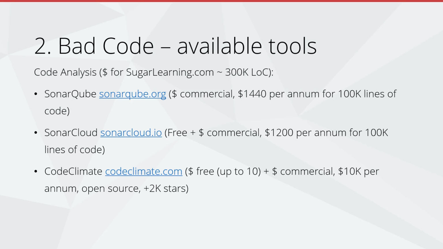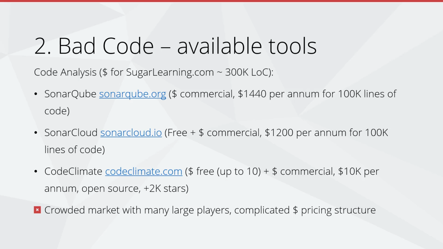We also have Code Climate, which has a free open source and a commercial license, and for the commercial one, it will cost you $10,000 a year for an unlimited number of lines of code. This market is very crowded with many large players, and the pricing structure is quite complicated.